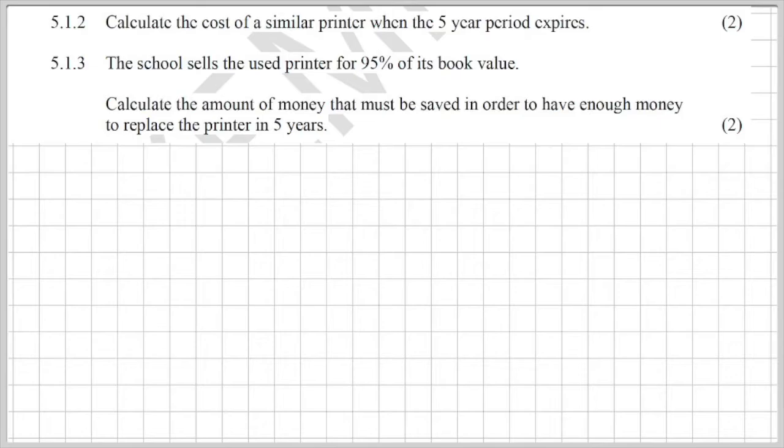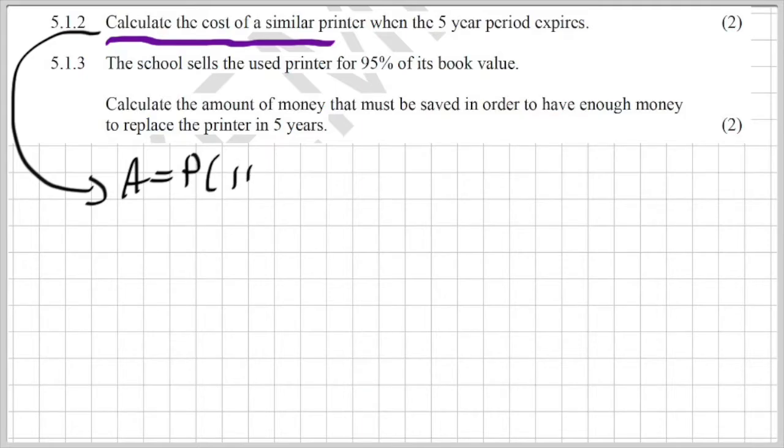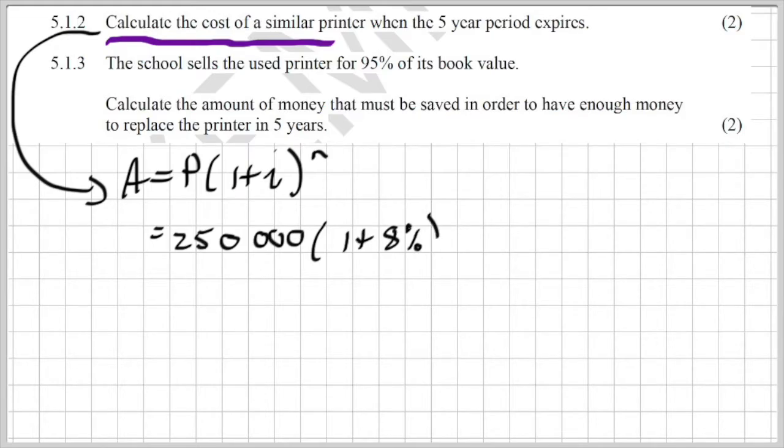Let's have a look at the next 2 questions. Calculate the cost of a similar printer, so its replacement. In other words, inflation. So I'm going to work with my inflation formula, substituting P with 250,000. Replacement, your interest is 8%. Again, you can use 8 over 100 or 0.08. And this gives me a replacement value of 319,000 Rand after 5 years.